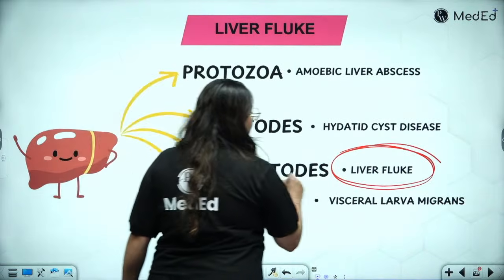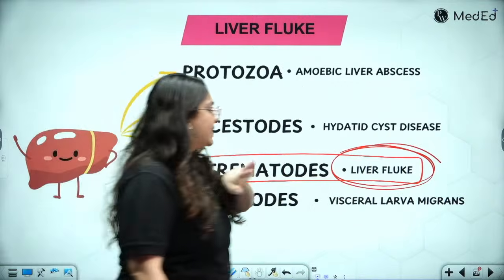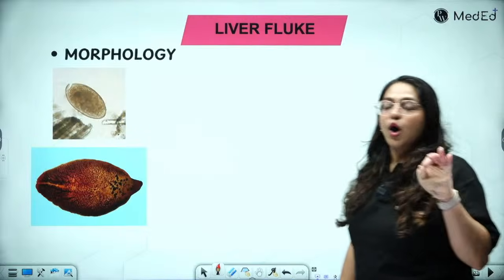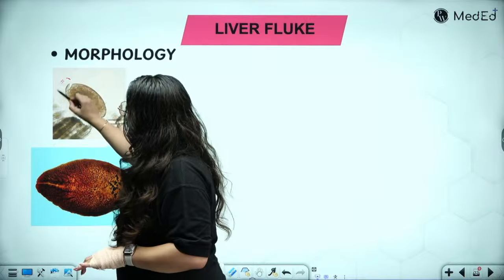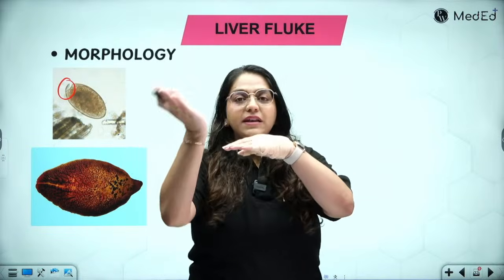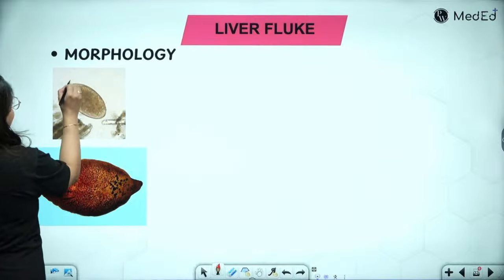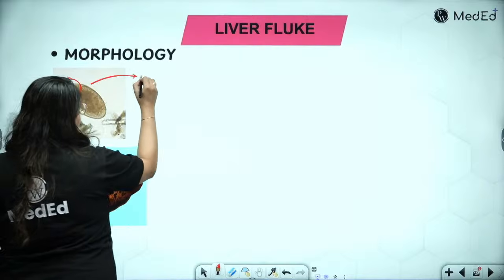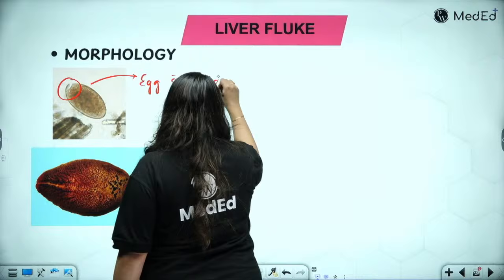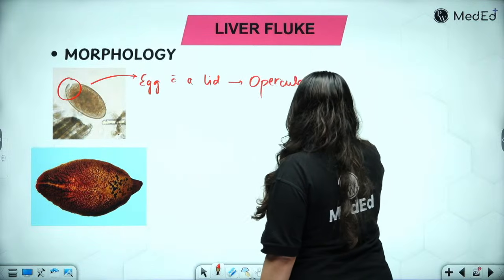Then we have the trematodes, which are the liver flukes. Very, very easy, very, very simple. All trematodes have one common rule. All trematodes are going to have operculated eggs. What are operculated eggs? Eggs with a lid on top. So you can see that this is an egg, and on the egg over here there is a lid. So what is this? Egg with a lid. They are called operculated eggs.